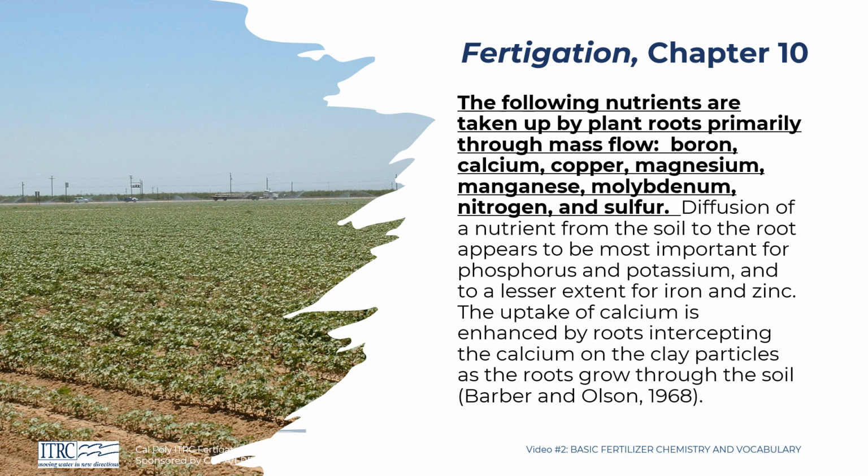Now, here's a little further discussion about that. And if you have a really good memory, you might remember some of these things, but it's in the book. Certain nutrients are taken up primarily by mass flow, and others are taken up by root interception and so on. And so the ones that are listed here: boron, calcium, copper, magnesium, manganese, molybdenum, nitrogen, and sulfur, are the ones that are primarily taken up by mass flow.